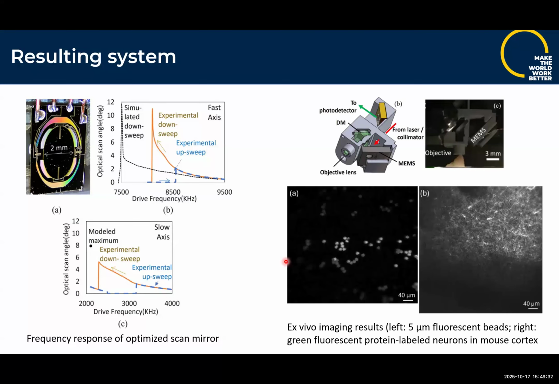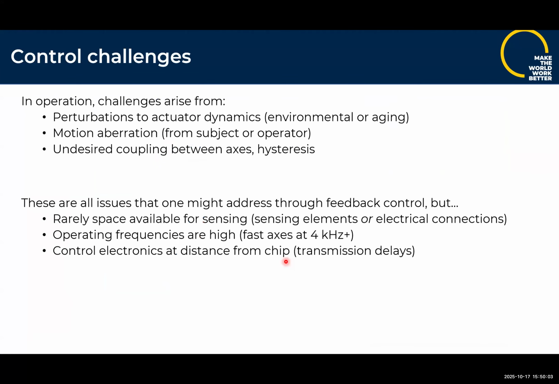This is a benchtop test where we're imaging neurons in mouse cortex, collecting images of some fluorescent bead phantoms, some neurons dyed with green fluorescent protein at a depth of about 250 microns over about a 500 micron by 500 micron field of view. And that's really quite good for an endoscopy system to be able to go that deep and have that wide of a field of view. So that's nice. That works. It works pretty well, but there's several things that might make us want to use control.